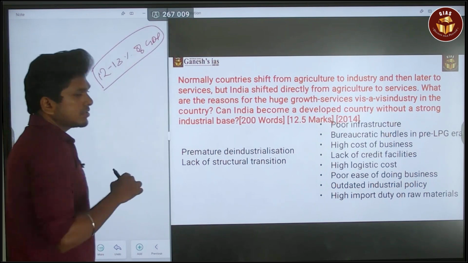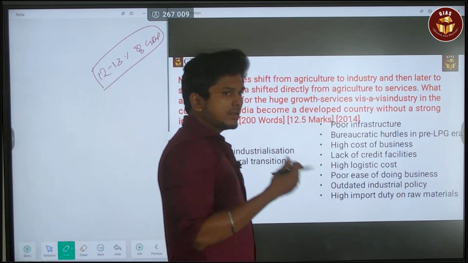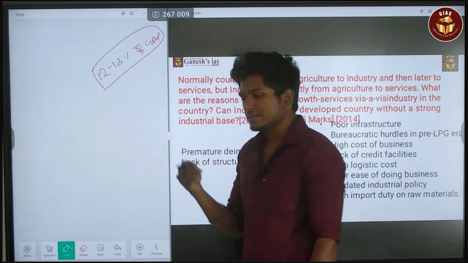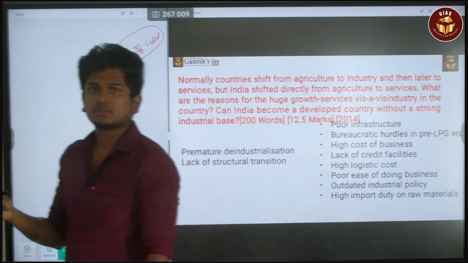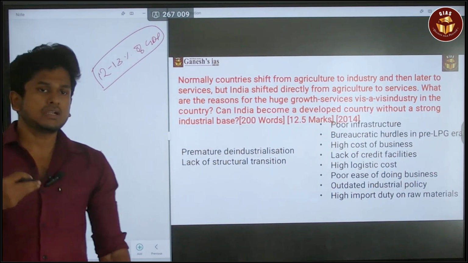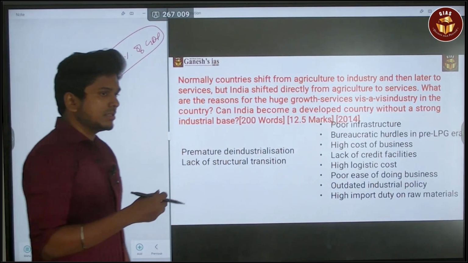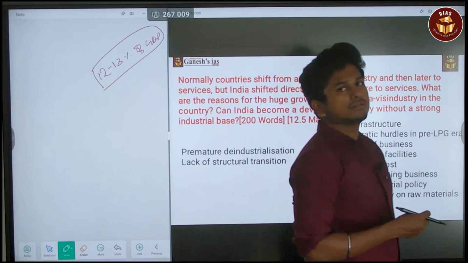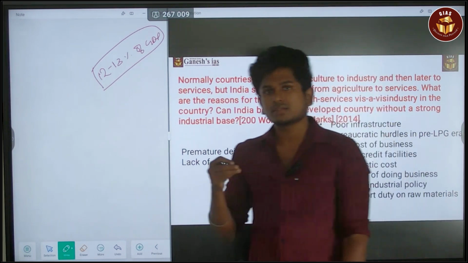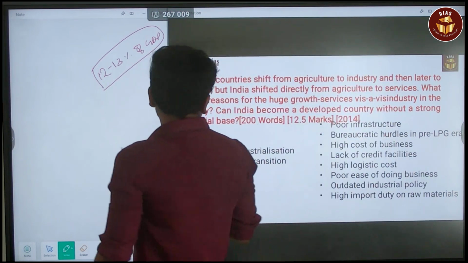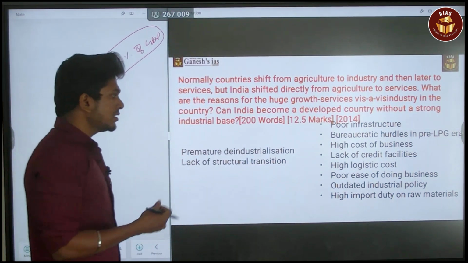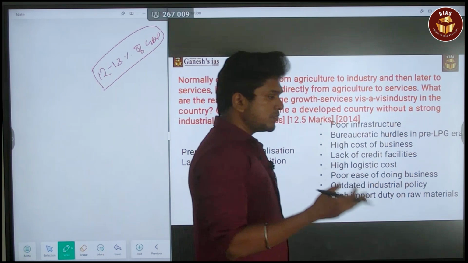So if the logistic cost is higher, obviously that leads to an increase in the price of the commodities. So people are not ready to consume the products that are produced in India. So these are the major concerns. Next, poor ease of doing business. We already discussed that. Next, outdated industrial policy.